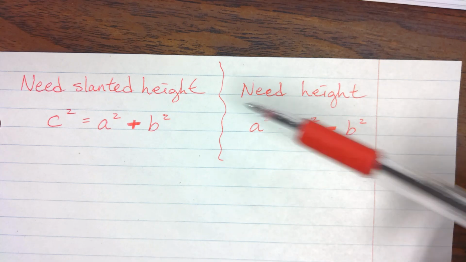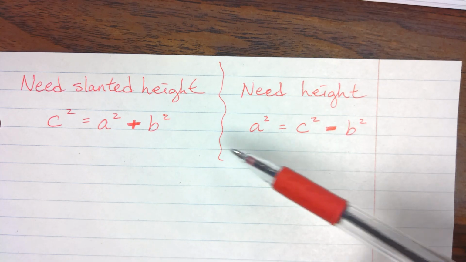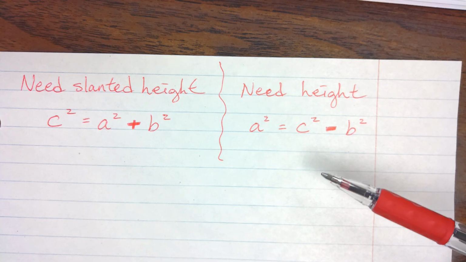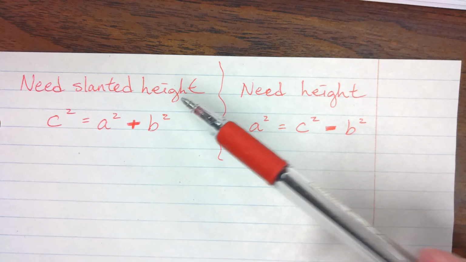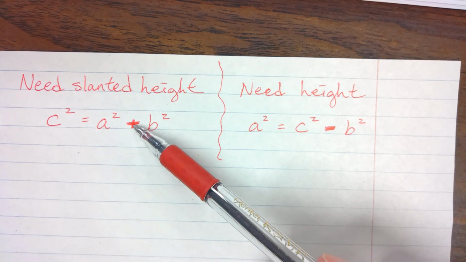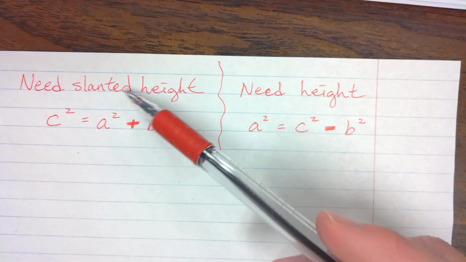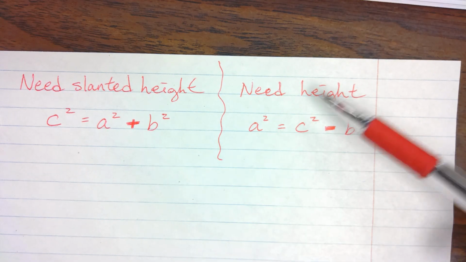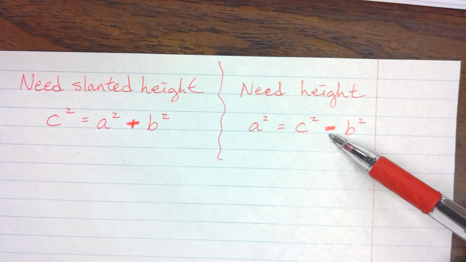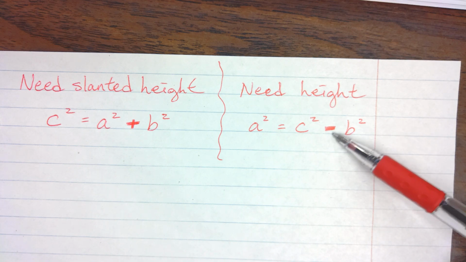So whenever I give you a problem and I don't give you all the dimensions and you need to use Pythagorean theorem, you'll know which one you need to use. Whenever you look for the slanted height, you're using the adding. Whenever you need to find a vertical height, you're doing the subtraction.